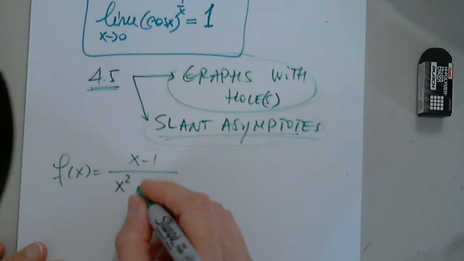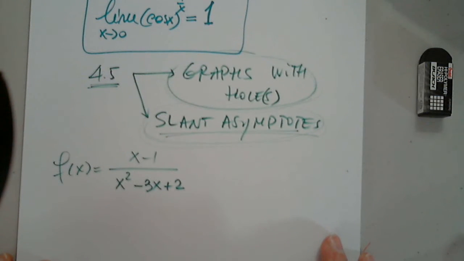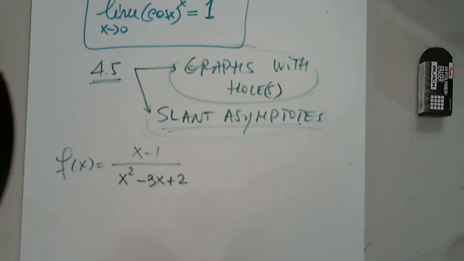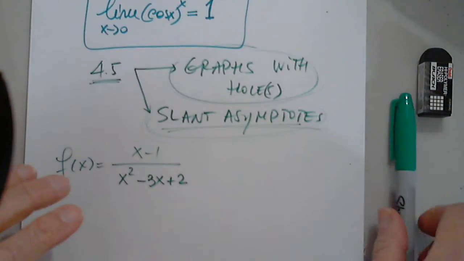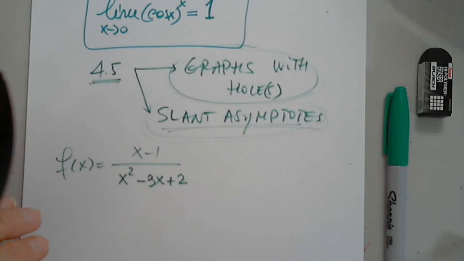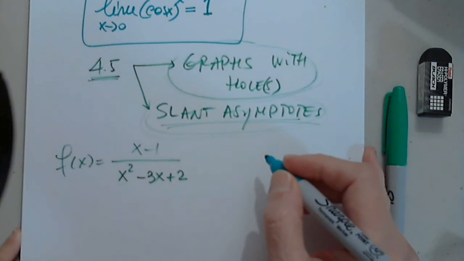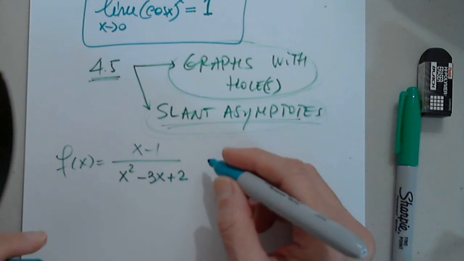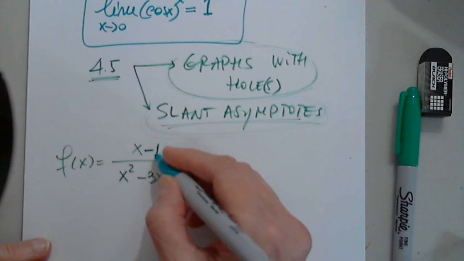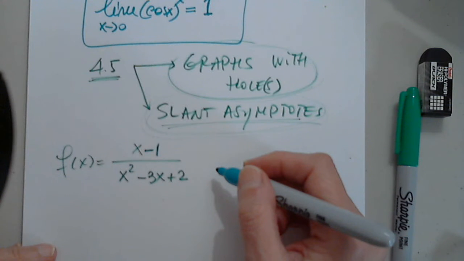So x minus 1 over x squared minus 3x plus 2. Can anyone identify this function for us? Say what type it is, this function, the whole thing? Anyone? Please. You're looking at polynomial?